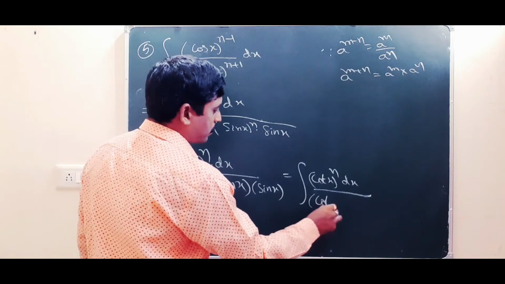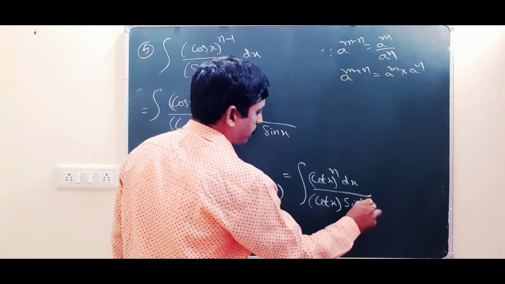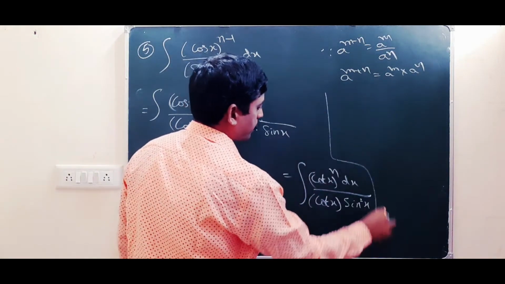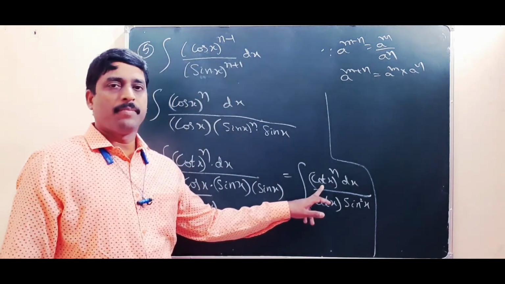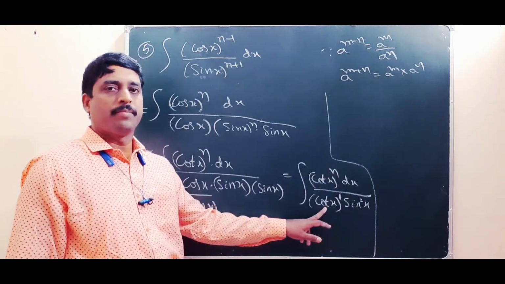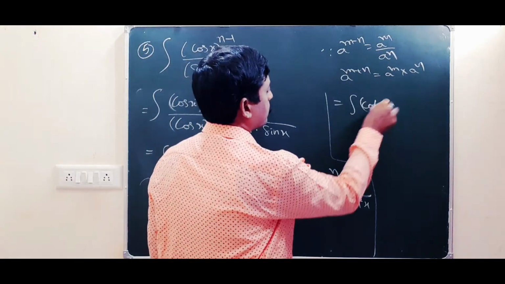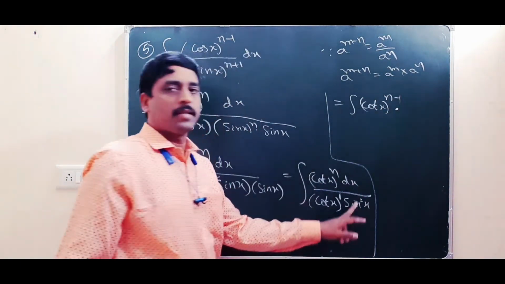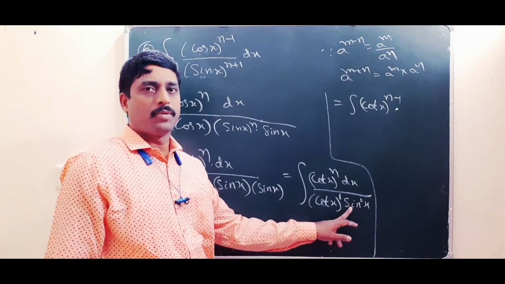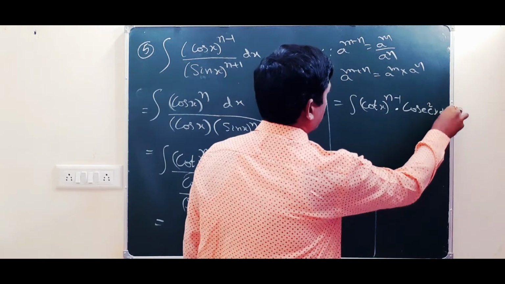We have cot x, and sin x into sin x is sin square x. So cot x to the power n by cot x to the power 1 can be written as cot x to the power n minus 1 into 1 by sin square x. We have cosecant square x.